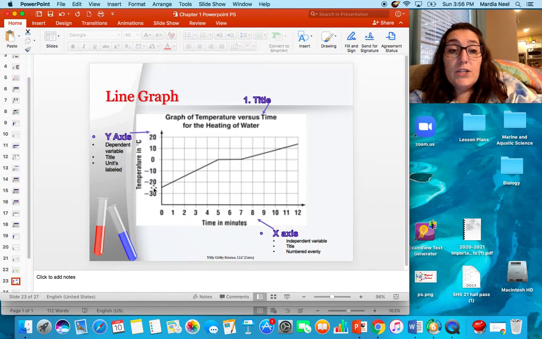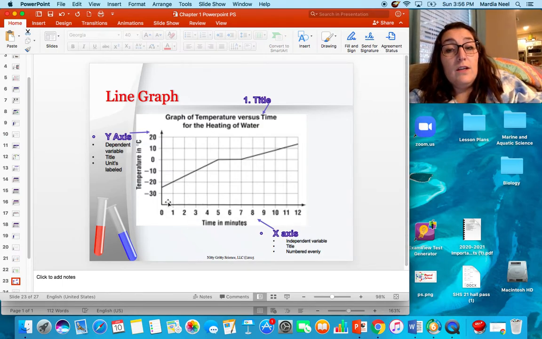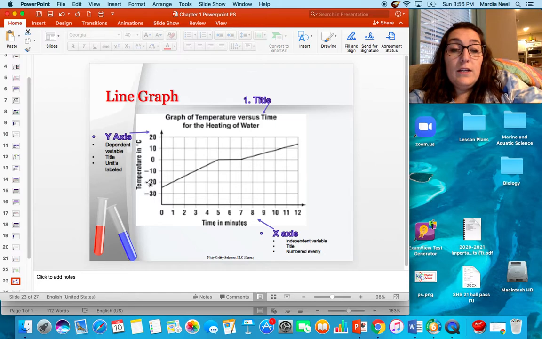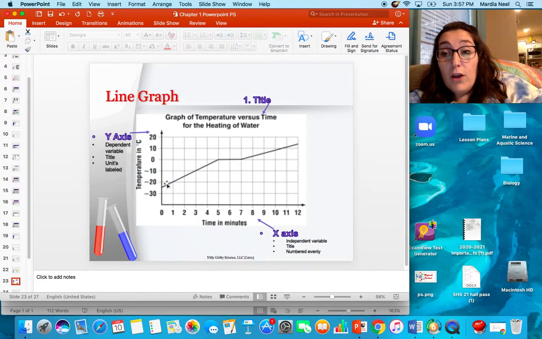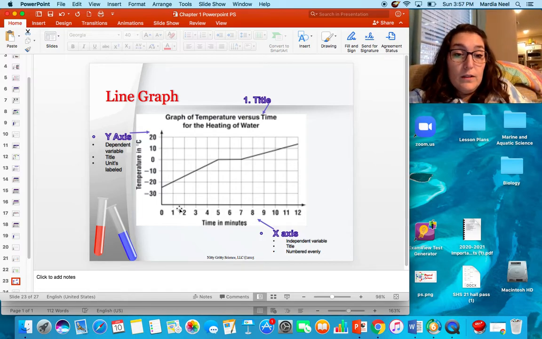Last but not least, we need to know the units that are labeled. So we have that over here, degrees Celsius and minutes, and these units need to be evenly spaced. So you can see on this temperature, we go from 30, 20, 10. They're all separated by a series of 10. You couldn't put negative 30 here and then 0 here and then 10. When we graphed our data, it would skew our results and we wouldn't get a correct picture of the overall trend of the data. So we have to separate them evenly by even units. So that's what numbered evenly means down here. And that needs to be on the x-axis and the y-axis.